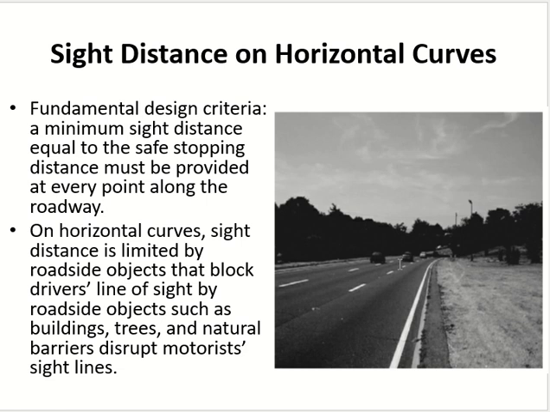Okay, you can see here, this is my road and it is going around like this. So I cannot see the other side. I cannot see the other side because of these trees. So the roadside object can block your view. So we have to make sure that we have enough sight distance on the curve.